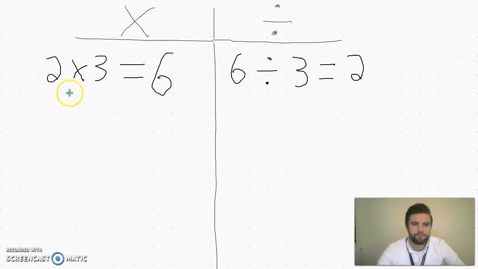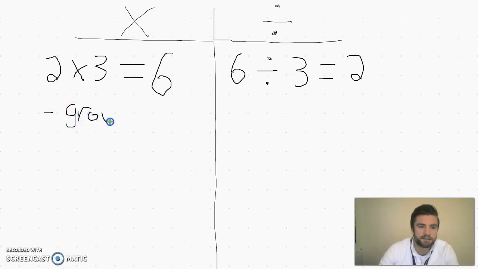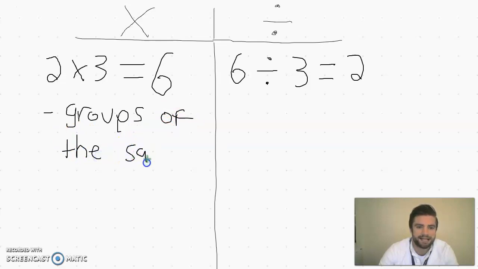So, a multiplication problem we can turn into words. If we're going to turn this multiplication problem into words, we can say that 2 groups of 3 equals 6 total. So when we're talking about multiplication, we're talking about groups of the same size. Should have wrote this before. It's taking me longer than I thought. So groups of the same size.